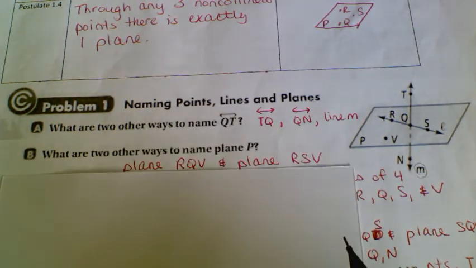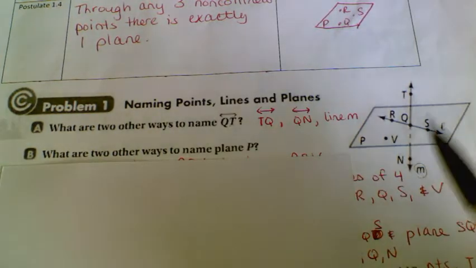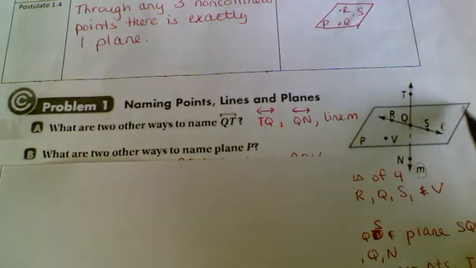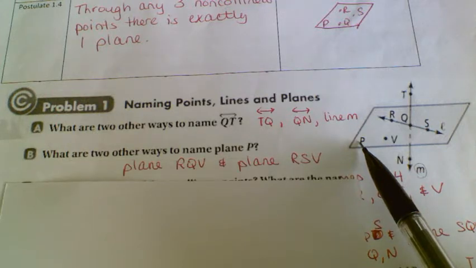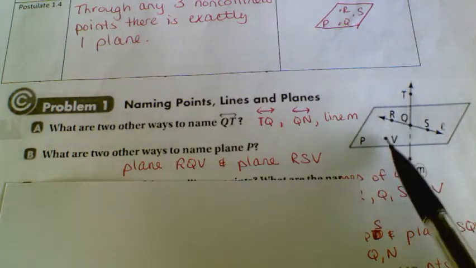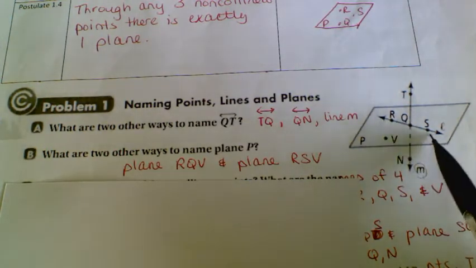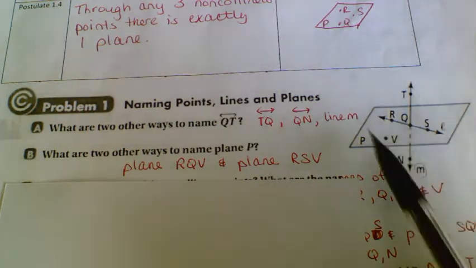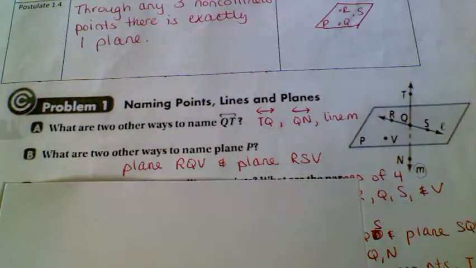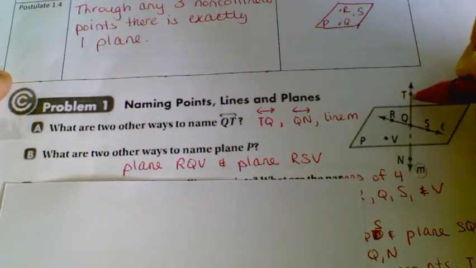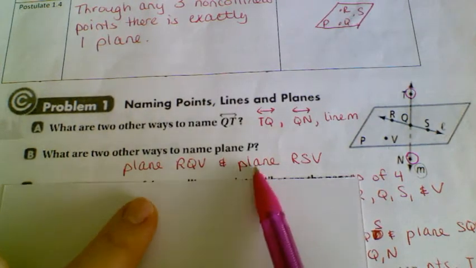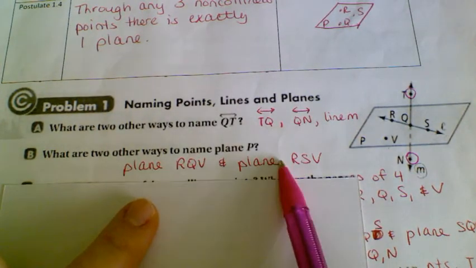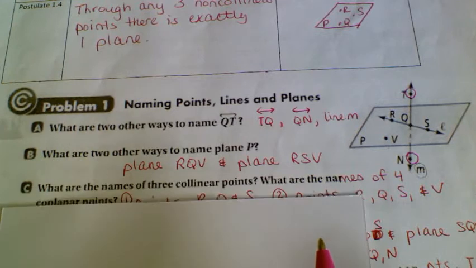All right, 2 other ways to name plane P. Remember, the plane is the rectangle, so I can use any 3 points that are on there. So plane RQV, I could say RSV, I could say RQS, any 3 points that lie on this plane. Now the 2 points that do not lie on the plane are T and N, and I would not be able to use those for the name because they are not on the plane. So pay attention to what you're using.